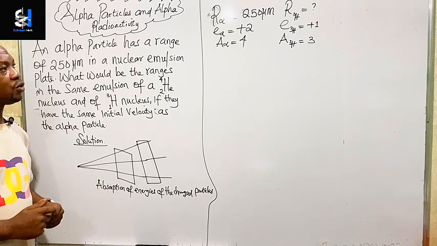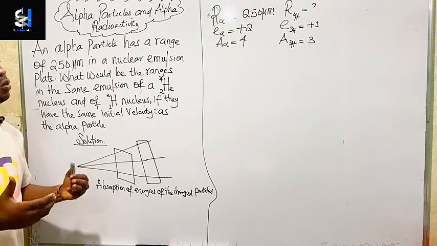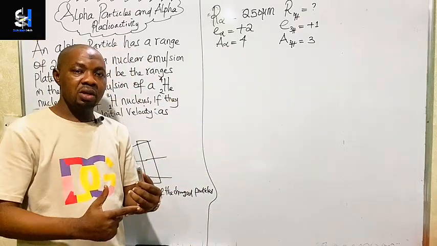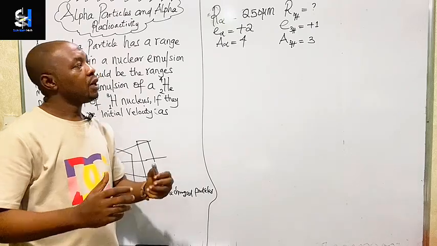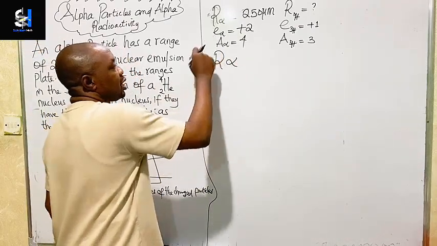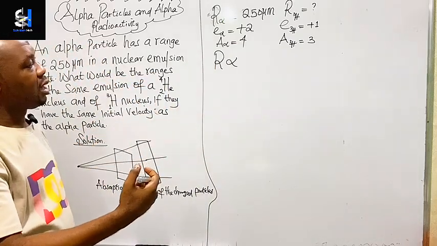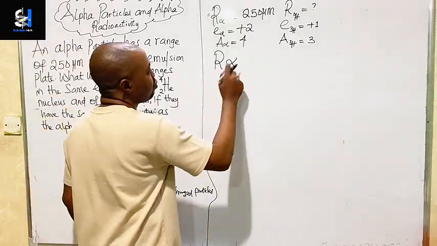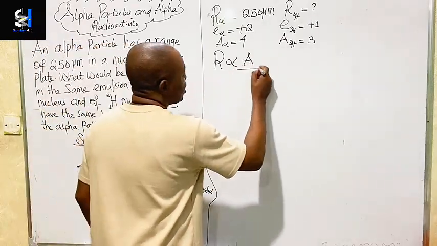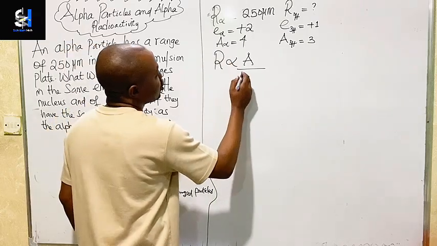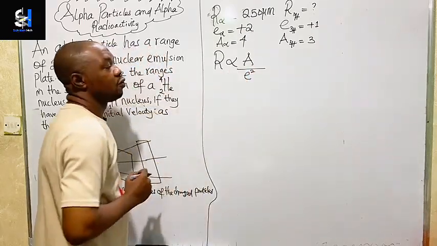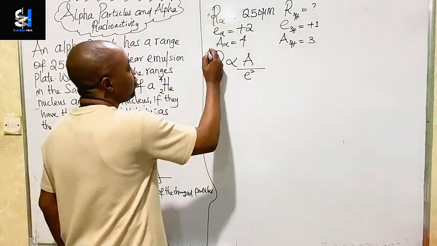Now, what is the relationship between range and atomic mass with respect to charge? The formula for range: range is related to the charge on a charged particle and its atomic mass by the formula R is proportional to the atomic mass of the charged particle, and inversely proportional to the charge on the particle raised to the power of 2.